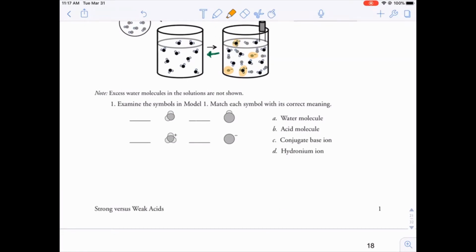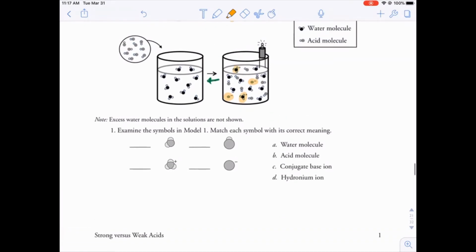First question. What do each of these symbols mean? Well, this guy is obviously water. The second picture is obviously the acid molecule because we can read our key. The third picture is that hydronium ion, H3O with a positive charge. And the fourth picture is that conjugate base piece that we've talked about earlier, if you've already done the definition of acids and bases worksheet, that is.